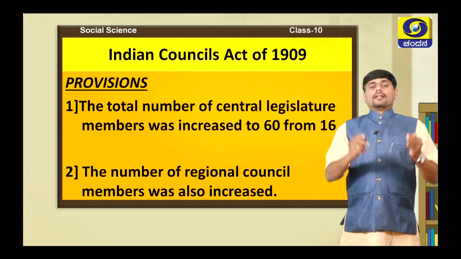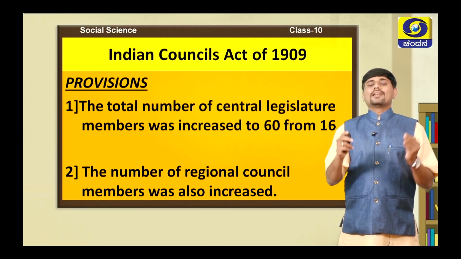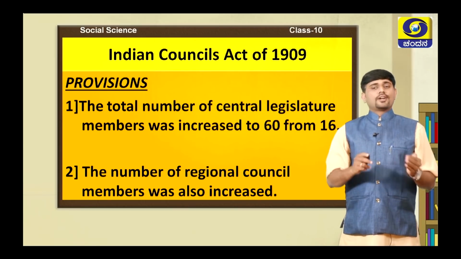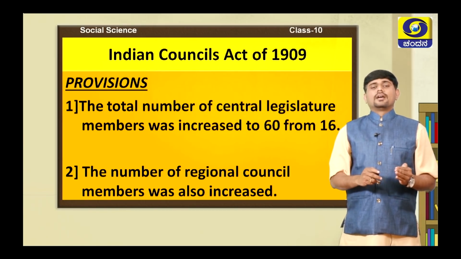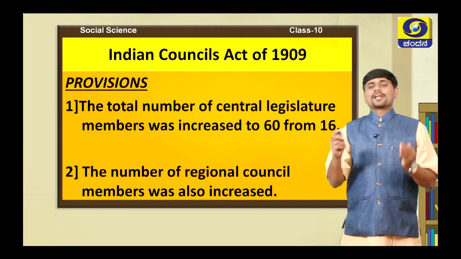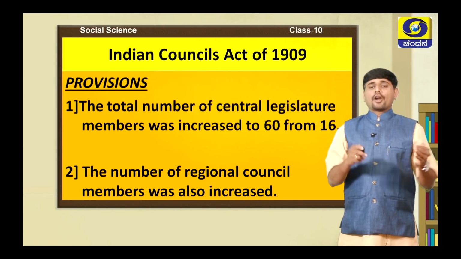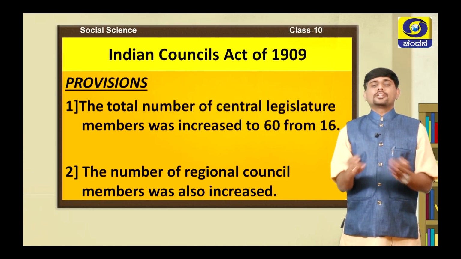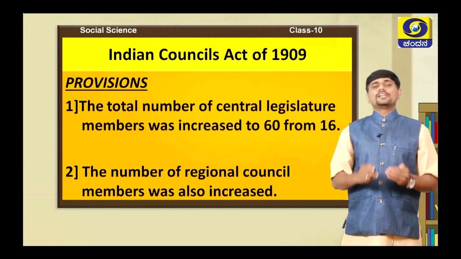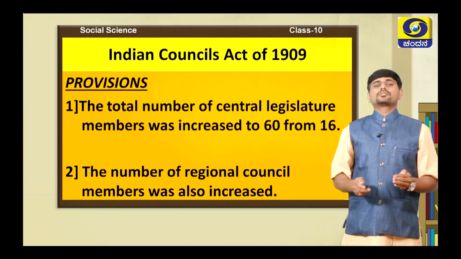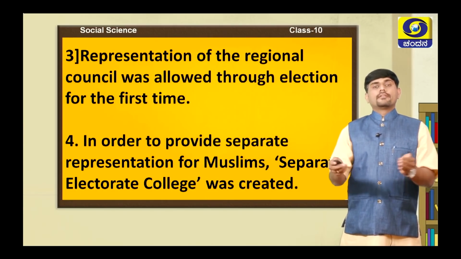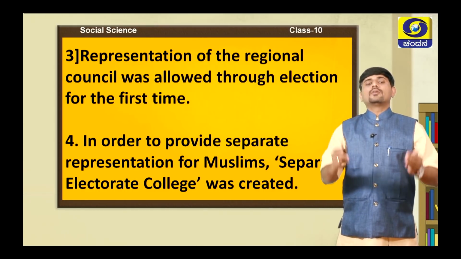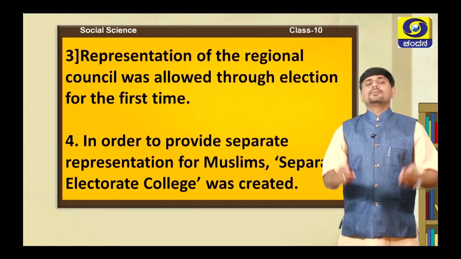Under this act, the total number of central legislature members was increased from 16 to 60. First, in the central legislature, the strength was only 16. But according to this act, it was increased to 60. Followed by that, the number of regional council members was also increased. In the regional councils also, there were fewer members, and they were increased. And the third one, representation in the regional council was allowed through election for the first time.